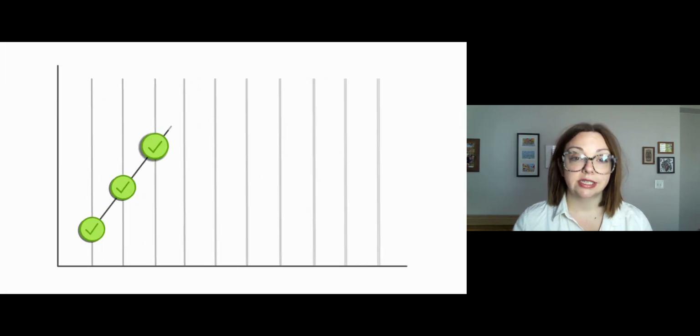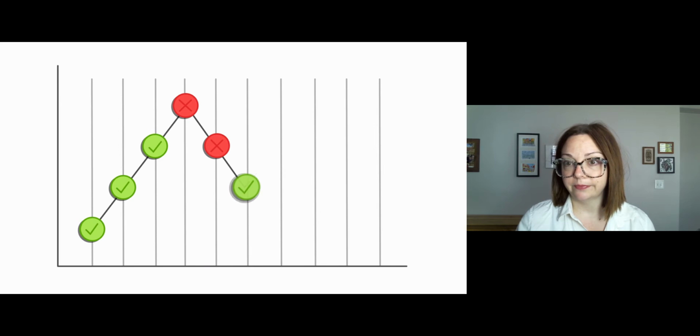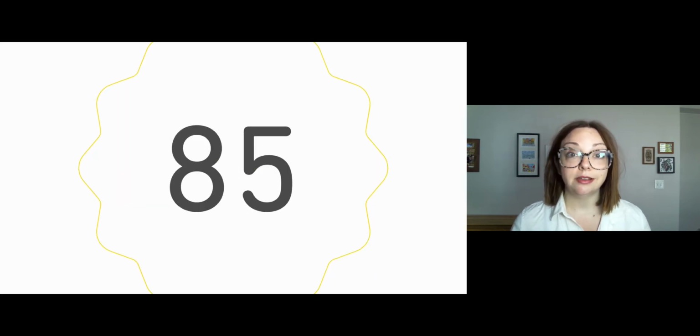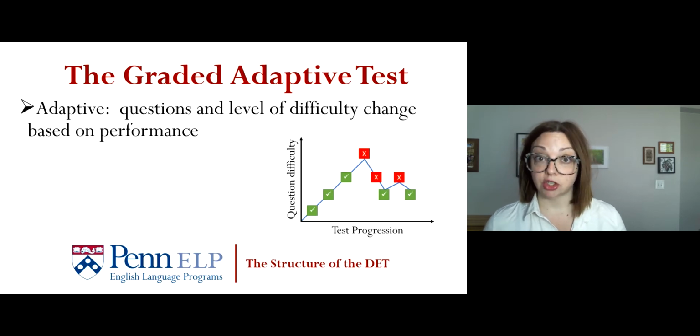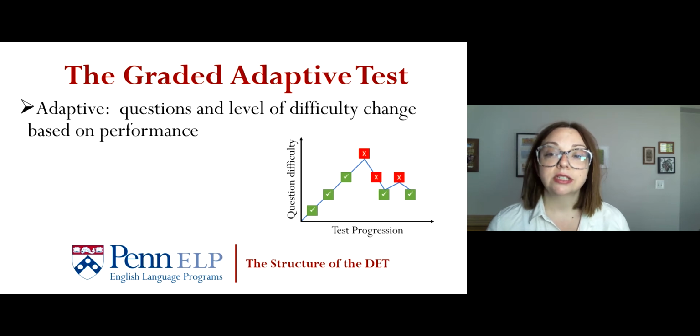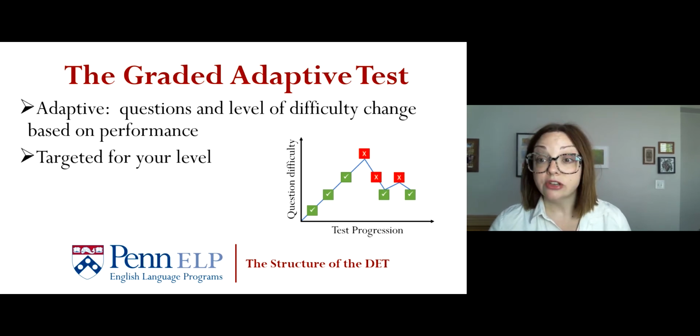So, if you as the test taker answered a question correctly, the test will then give you a slightly more difficult question. That continues for as long as you're answering questions correctly. If you answer a question incorrectly, then the difficulty level will decrease. This increasing and decreasing of difficulty means that you as the test taker are consistently getting questions that are targeted for your level. This is really different than other standardized tests used for a similar purpose.